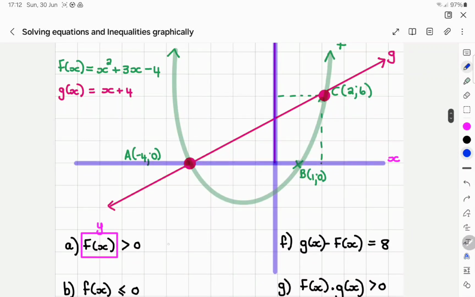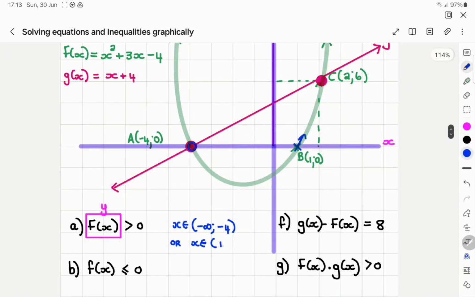So what you can do is you can say x is an element from negative infinity all the way up to that point, which is negative 4, or x is an element of, from this point, sorry, I made a mistake, because that's where it crosses over into the positive at the top of the x-axis. So it's from 1 all the way to infinity. Okay, so very, very important: infinity is never, ever included, because we don't know where infinity goes to, and as well as negative infinity.